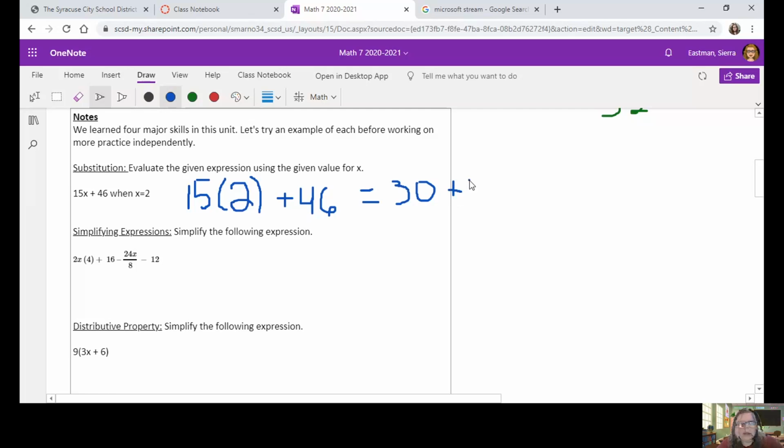Still adding 46, can't forget about that part. And I should get 76. Okay, so that's one basic example of substitution.